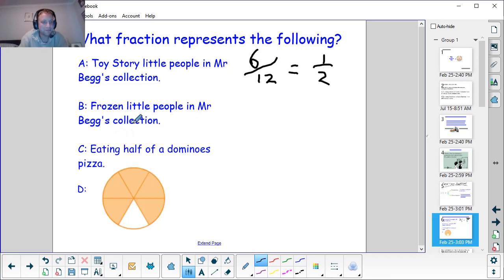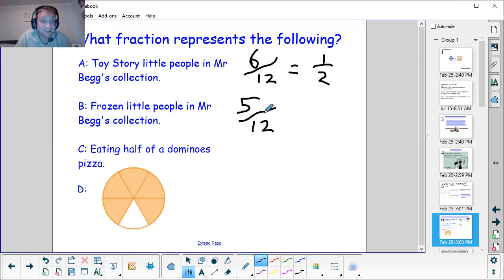So now that we've counted everything up for part A, part B should be pretty straightforward. My frozen little people in my collection, well, we're talking about the same collection as in part A. So we still have 12 toys in my collection, and my frozen ones, there's 5. So 5 out of 12 is the answer to B. Here we go. So we had 6 of them, 5 of them. That's 11 of my 12, and that just leaves, again, Miss Searle by herself in a group of 1.